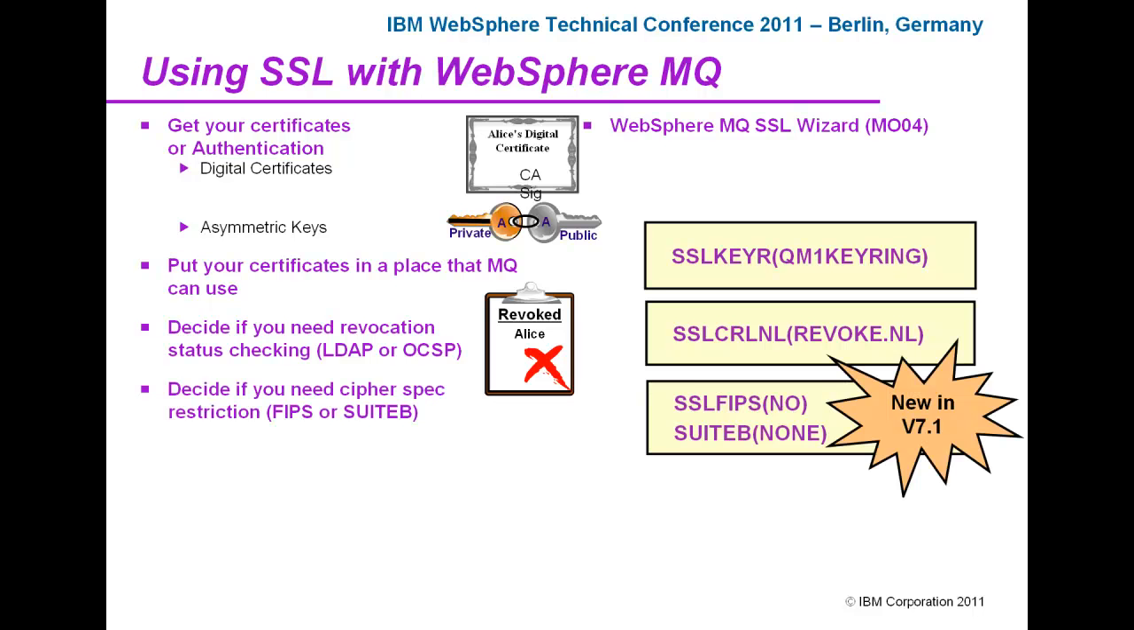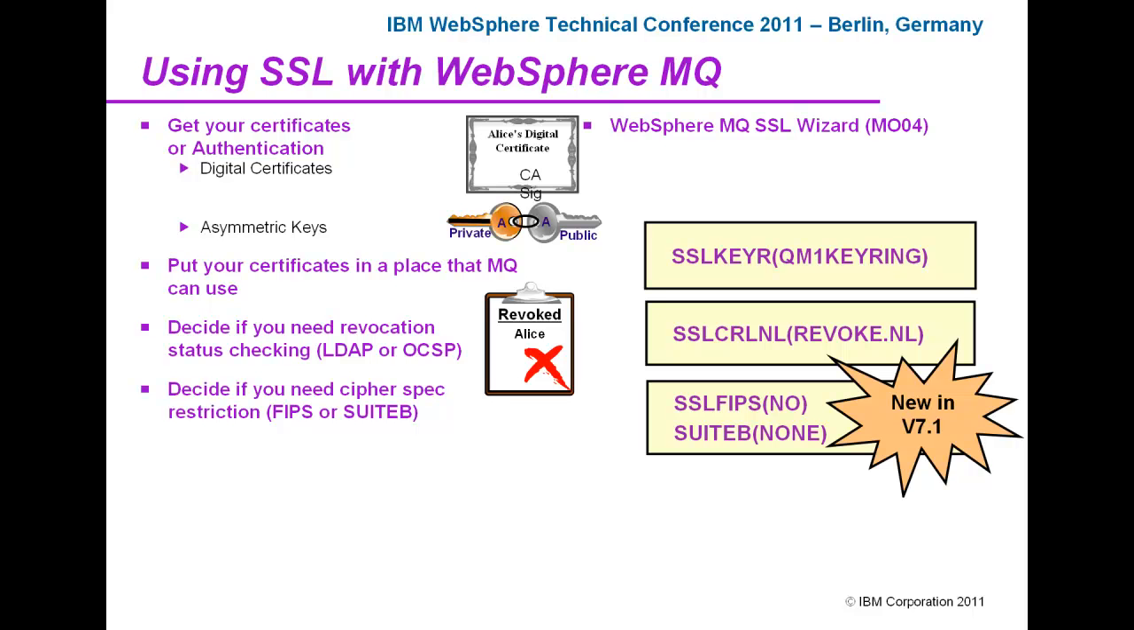Then you might need to decide if you want to restrict the cipher specs that you can use. There are a couple of certifications available now. There's FIPS 140-2, which has been around on distributed for a while. It's now also available on z/OS in 7.1. And distributed have added a new one called Suite B, which is a similar kind of thing. It's a certification that has a small set of cipher specs that have been tested to a particular standard, particular certification, and you can say only use this set by turning these particular things on.